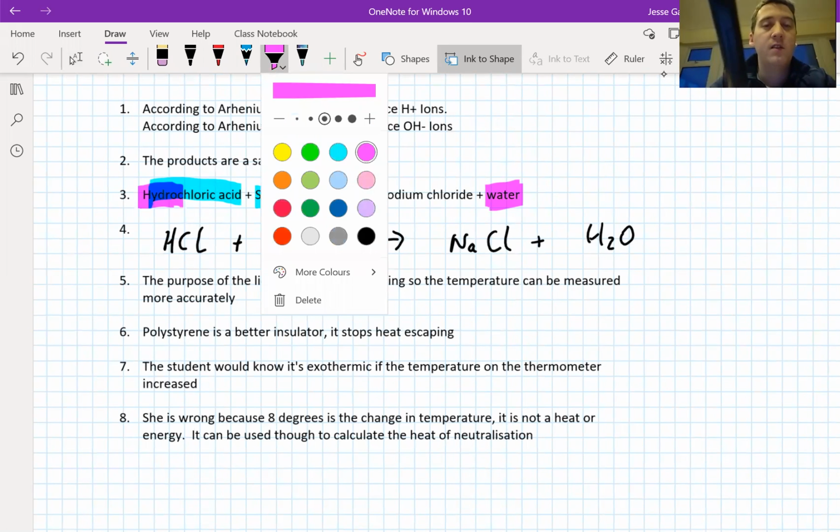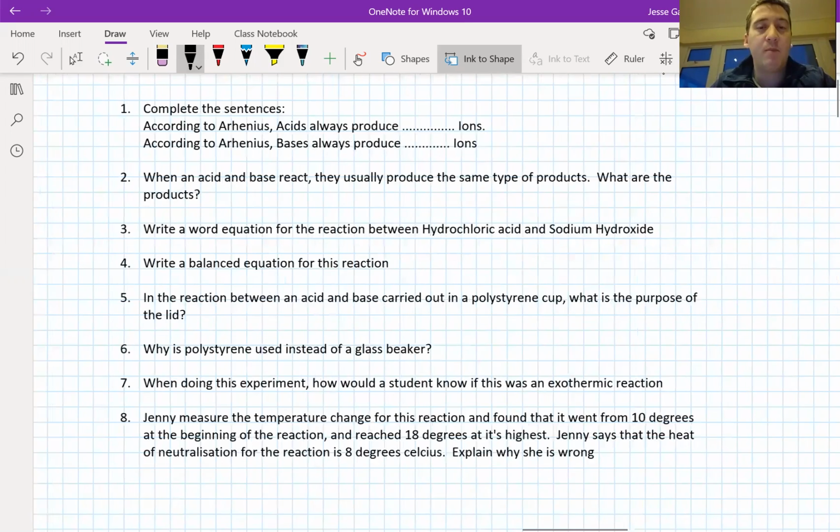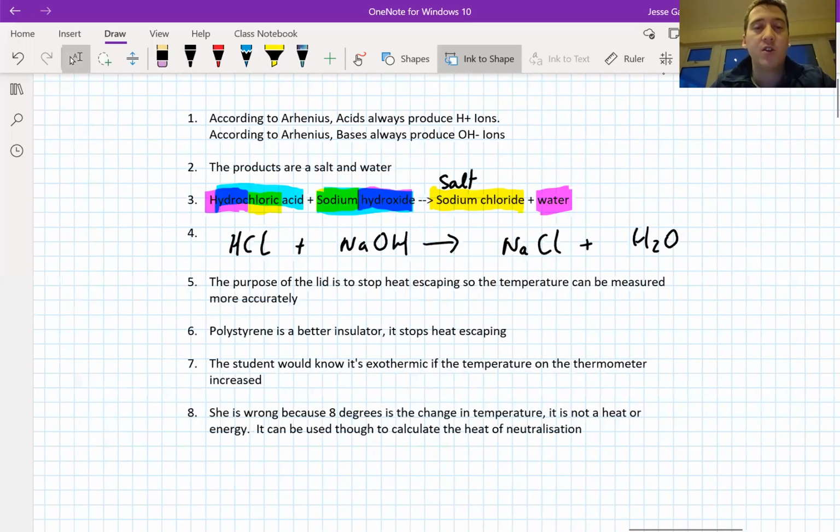Well, what else is there then? We've got chlorine, and sodium. So they join together to give us sodium chloride. That's our salt. So salt plus water. And then underneath that, the next question asks you to do a balanced equation, so for the word equation, do a balanced equation.